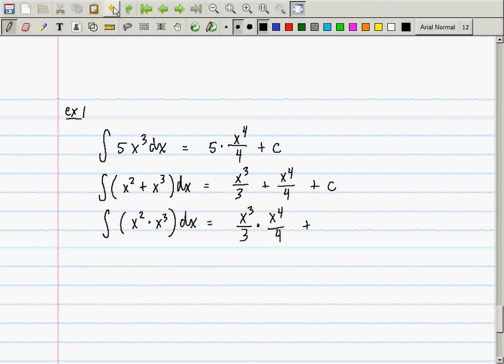Instead, the first thing that you need to do is algebraically simplify this into x to the 5 dx, because x to the 2 times x to the 3 is x to the 5, and so this is x to the 6 over 6 plus a constant. Any question about this one? Now I will try to trick you again, but now I will probably not be successful, hopefully. How about the antiderivative of x to the 7 divided by x to the 2 dx?